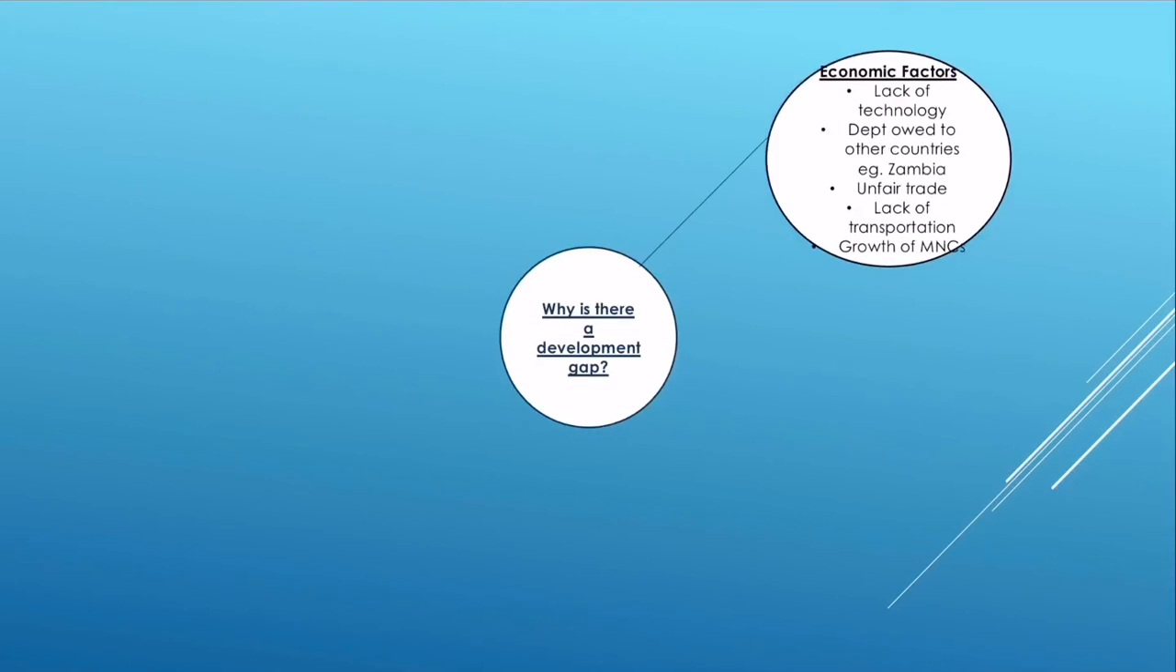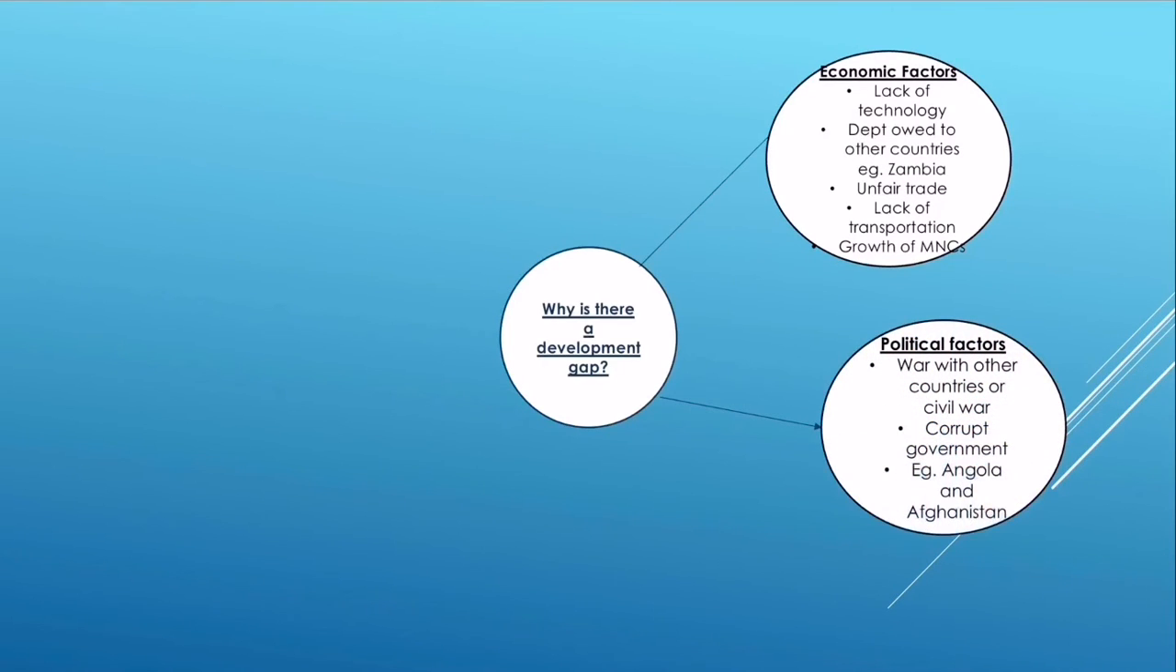Now, let's have a look. Why is there a development gap in the world? Economic factors: lack of technology, debt owed to other countries, example Zambia, unfair trade, lack of transportation, growth of MNCs. MNCs are multinational corporations. Political factors: war with other countries or civil war, corrupt government, example Angola and Afghanistan.